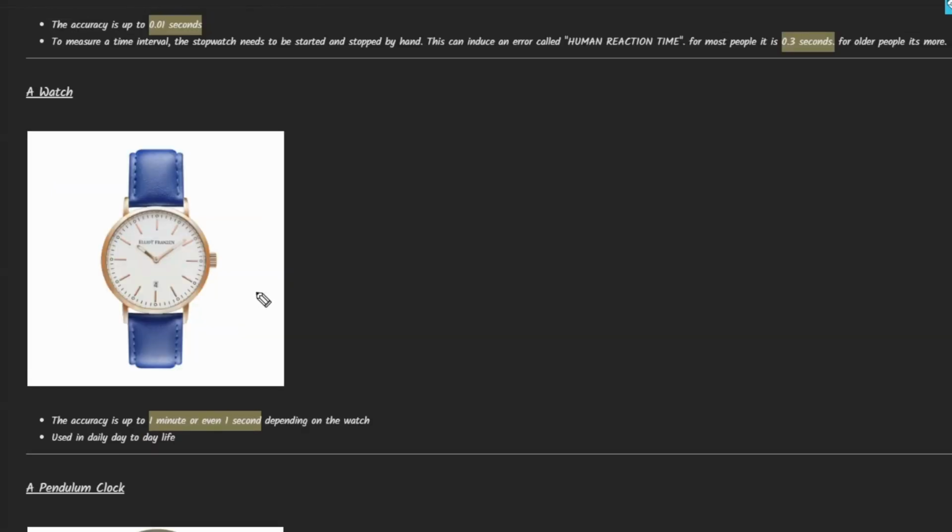The second instrument that we're going to talk about is a typical watch that you see in everyday life. The accuracy of a watch is 1 minute or even 1 second. It can measure up to 1 minute or 1 second, right? Depending on the type of watch you get. And essentially it's just used in day-to-day life to measure the time.